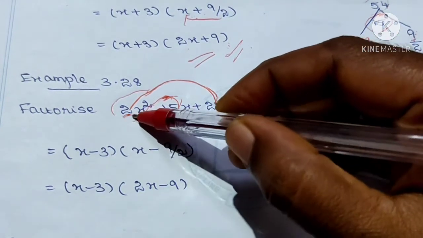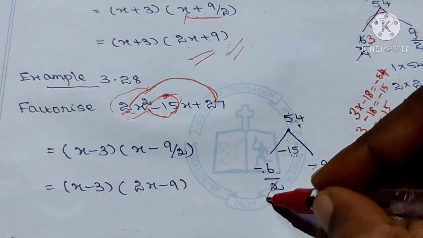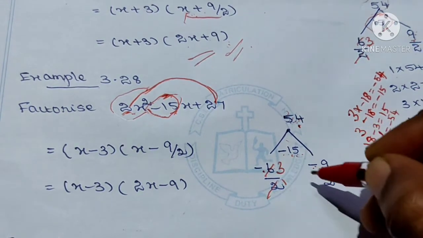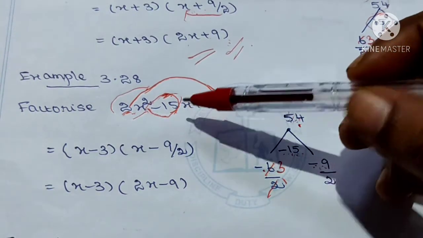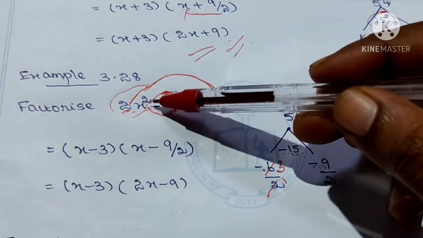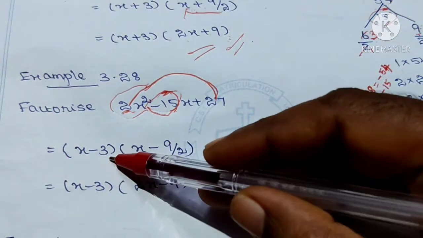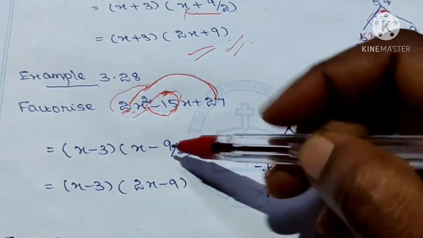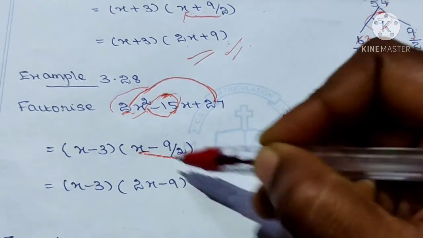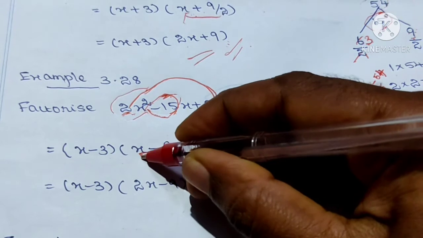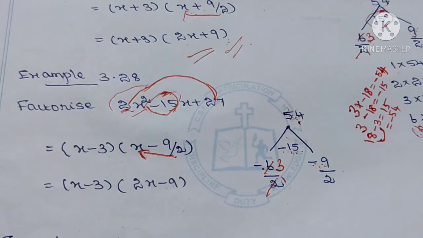Here also you check the coefficient of x square. The coefficient of x square is 2. So divide these two numbers by 2. So minus 6 by 2 is minus 3, and here minus 9 by 2. So write the factors of the given question using the x term: x minus 3 into x minus 9 by 2. So x minus 3 into, you take the cross product, we get 2x minus 9. So x minus 3 into 2x minus 9 is the factor of this question.